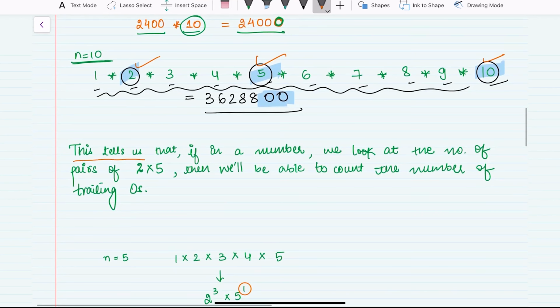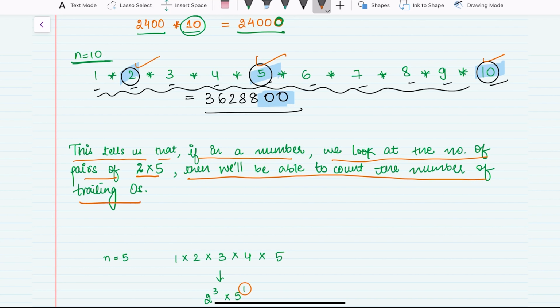So this tells us that if in a number we look at the number of pairs of 2 into 5, then we'll be able to count the number of trailing zeros. So if in a number we look at how many 2's are there and how many 5's are there, then we take the smaller power. Let's say the power of 2 is x and of 5 is y. So let's say y is smaller than x, then we will take the number of 5's, and that is going to be the answer.